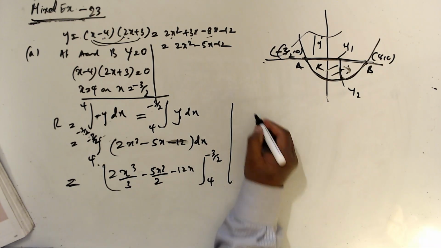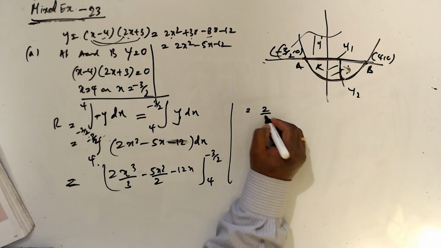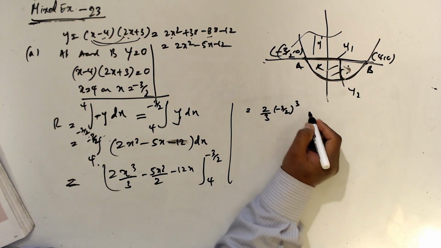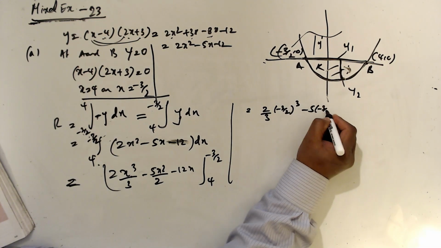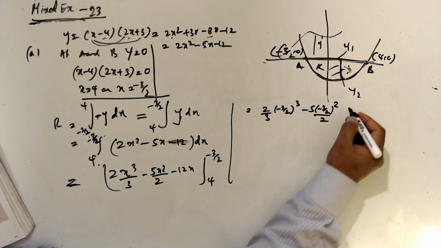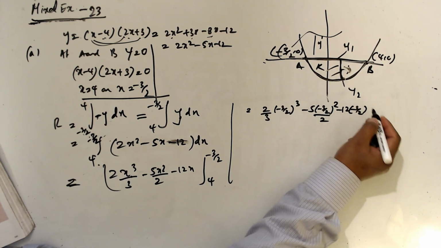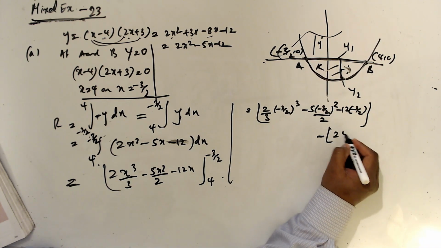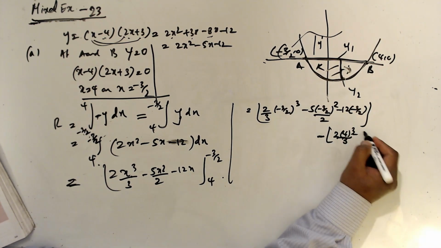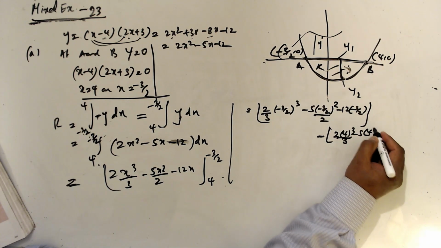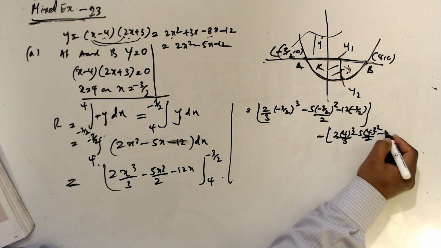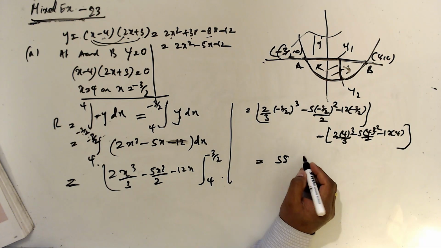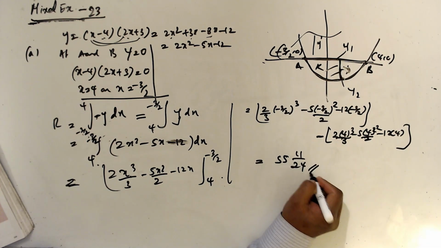So this is going to be 2 over 3 times minus 3 over 2 cubed, minus 5 times minus 3 over 2 squared over 2, minus 12 times minus 3 over 2, minus the value at 4: 2 times 4 cubed over 3, 5 times 4 squared over 2, minus 12 times 4. So this is 55 11 over 24.